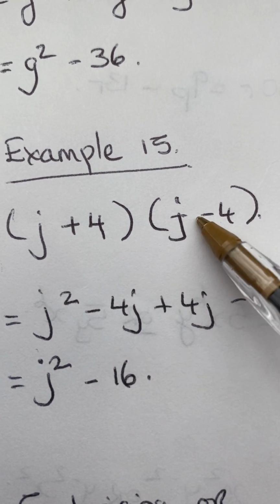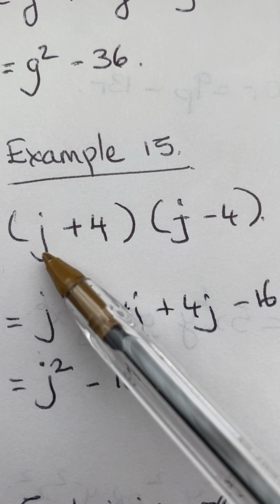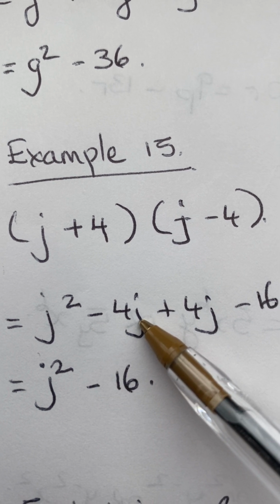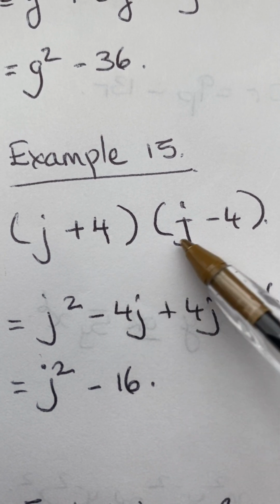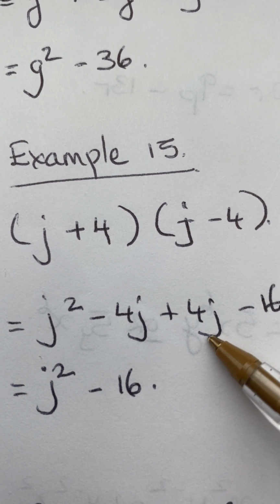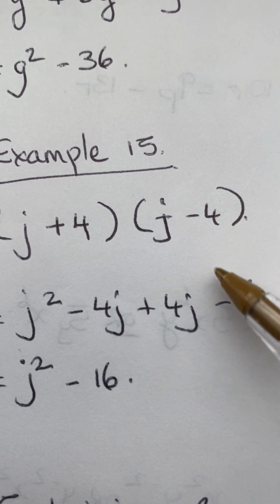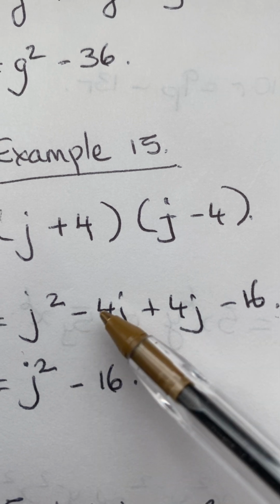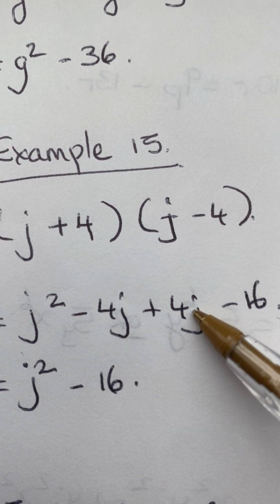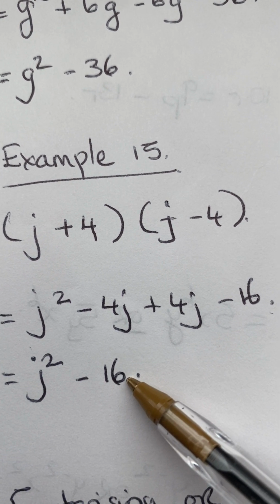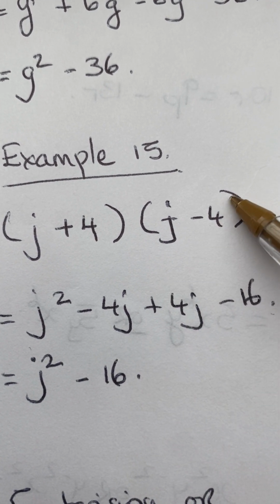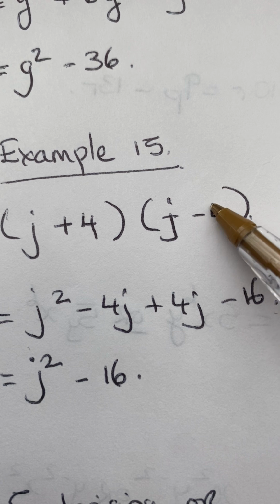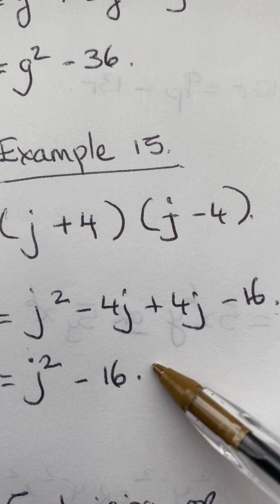j times j is j squared. j times minus 4 is minus 4j. Then plus 4 times j is 4j. Plus 4 times minus j is minus 16. So j squared minus 4j plus 4j is 0. So minus 16. So straight away, if you see an equation like this, as long as there's a plus and a minus, you should be able to predict that this should be your answer.